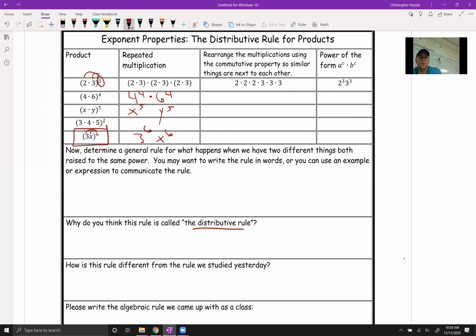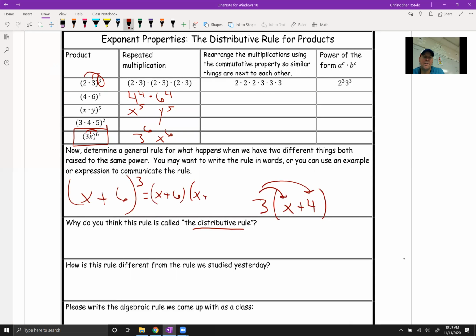Why do we call it the distributive rule? Because it's very similar to having 3 times x plus 4 that I want to distribute to those things. But keep in mind that if I had x plus 6 and I want to take that to the third, that goes back to that beginning understanding. This does not get distributed, right? This means I need x plus 6 times x plus 6 times x plus 6. So this is only going to be a rule for exponents when we are multiplying the items in there.